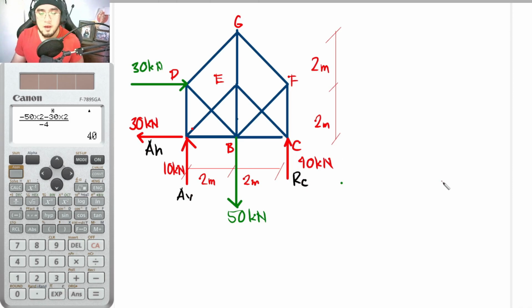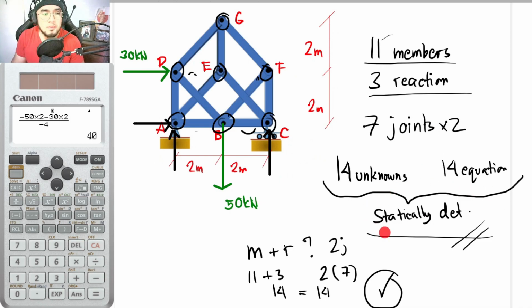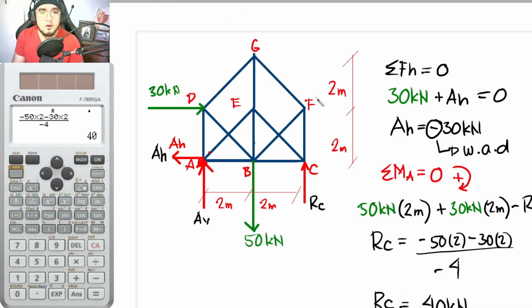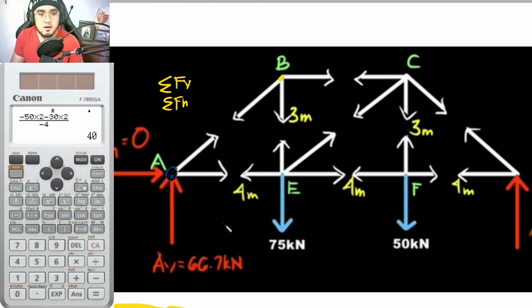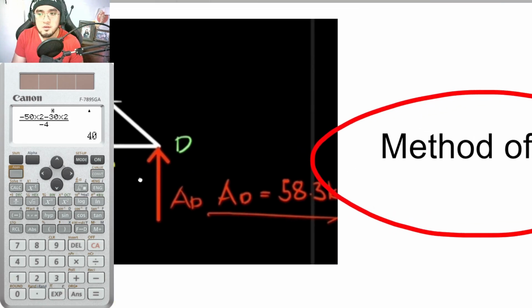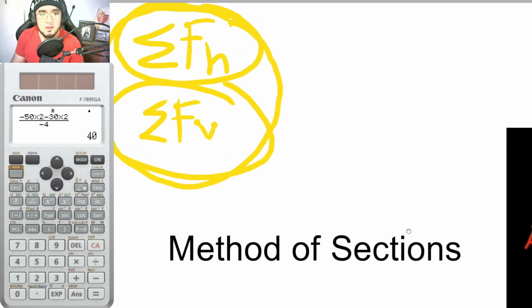So now that we have our reactions, let us now solve for the bar forces. So we have proved earlier that this truss is a statically determinate truss. So meaning by statically determinate, once again, that we can actually solve for the bar forces of this particular truss using the equations of static equilibrium. So we can actually make use of a method of joints, or method of sections.